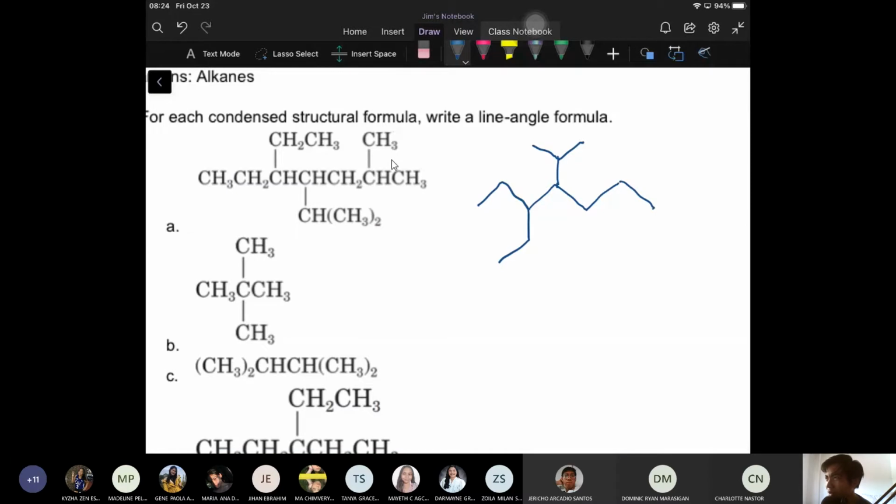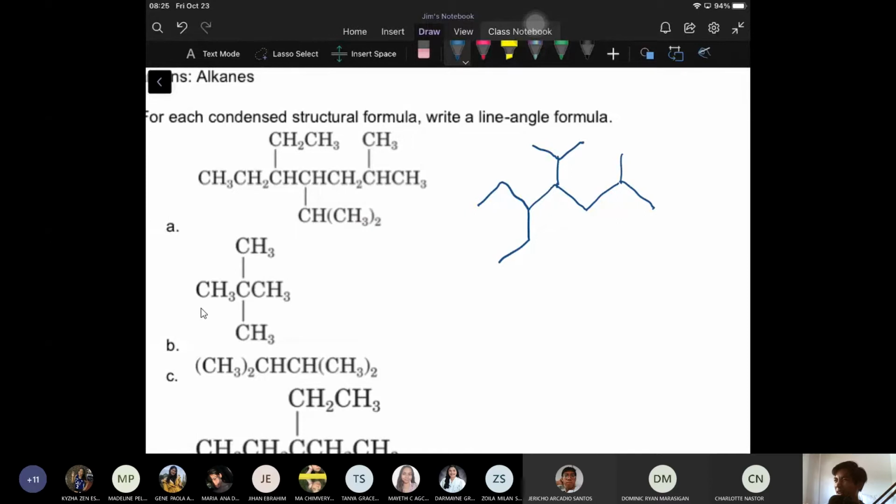Tapos, may naka-attach na naman sa pang-ilang carbon to? 1, 2, 3, 4, 5, 6. So, 6 carbon from the left. May naka-attach na CH3. Okay, so yan yung drawing ng line angle structure or line angle formula out of your condensed structural formula.